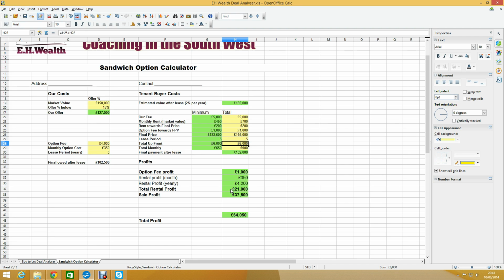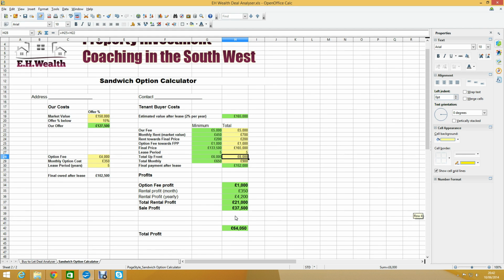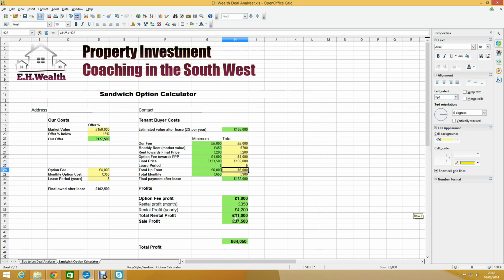It's 21,000 if you want to rent it for the entire time, and then works out the sale profit as well. So 37,500 if you sell that property for 165,000 to that tenant buyer. Very nice indeed. Then, of course, the very nice number comes up with the total profit for this deal. So this one in particular, you get 64,000 and the odd £50 in total for this deal. Not bad for an afternoon's work of ringing around estate agents and finding someone who'll do a lease deal.